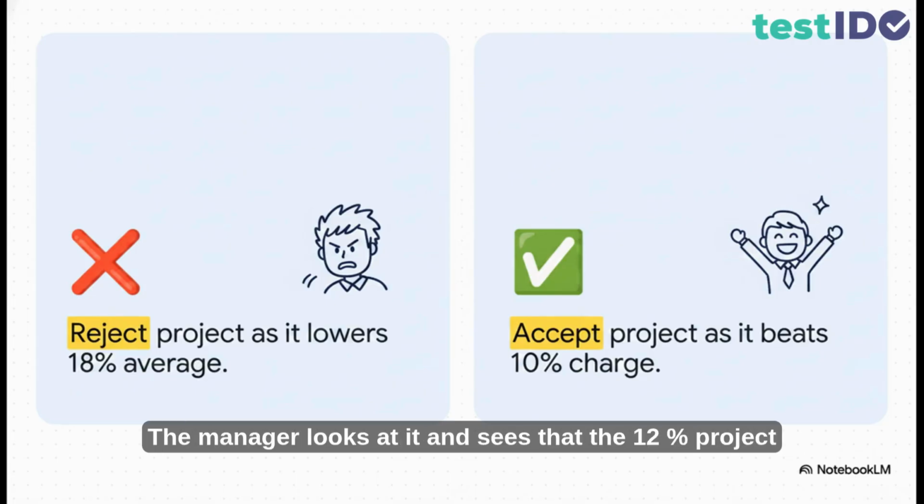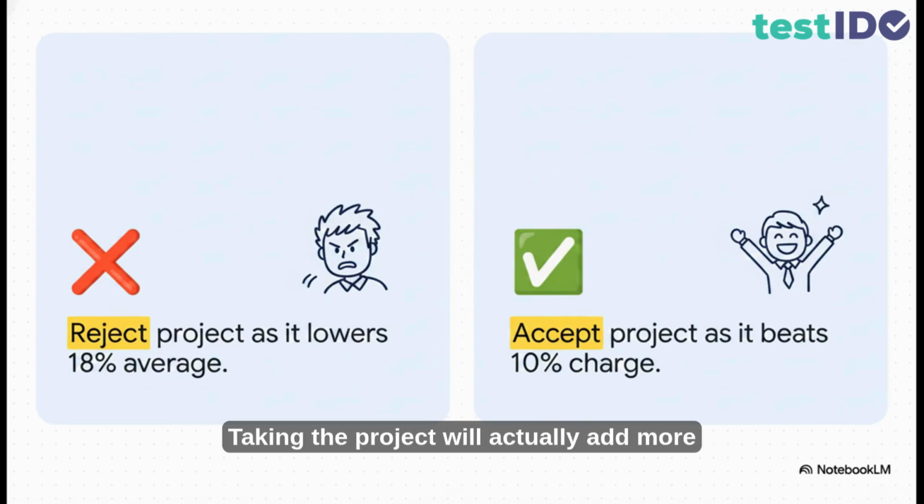The manager looks at it and sees that the 12% project brings in more money than the 10% cost charge. Taking the project will actually add more raw dollars to their total residual income pile. So under RI, the manager happily says yes.